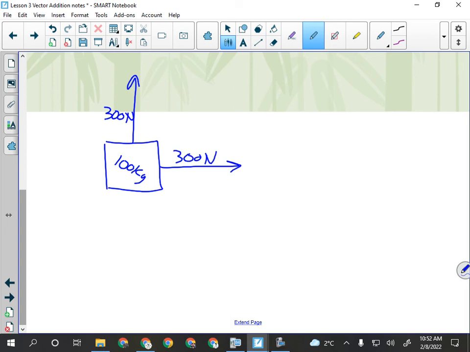45-degree angle. So this isn't a proper vector diagram because I have not drawn these tail to head, have I? I've drawn them tail to tail. But look what happens if I draw them tail to head. I get an arrow that points in the direction that box was going to go. That's how vector addition works.